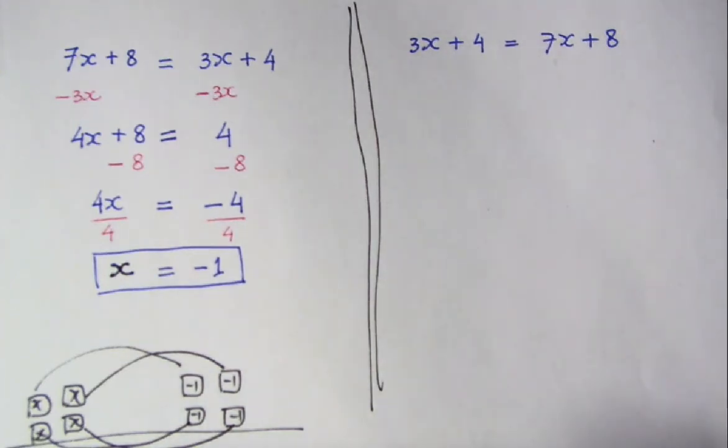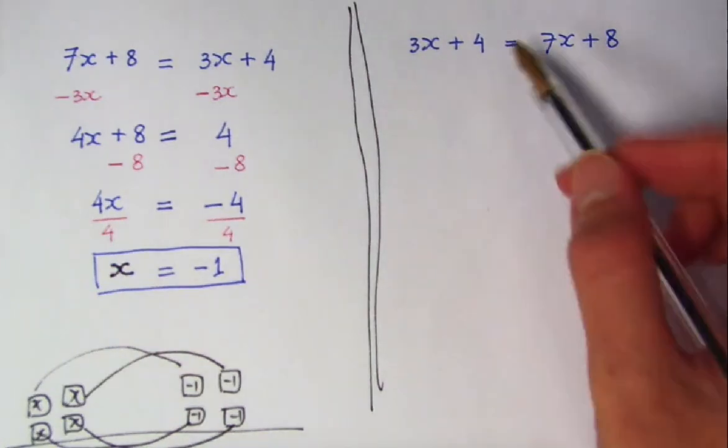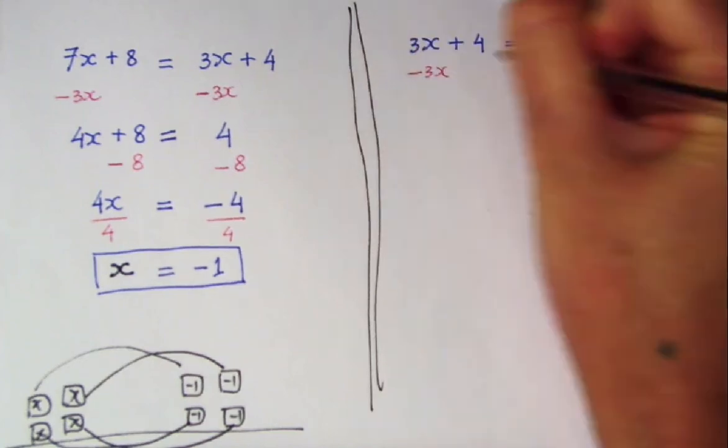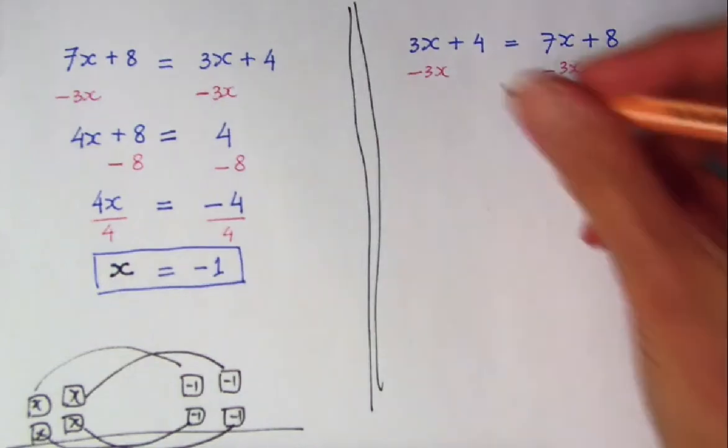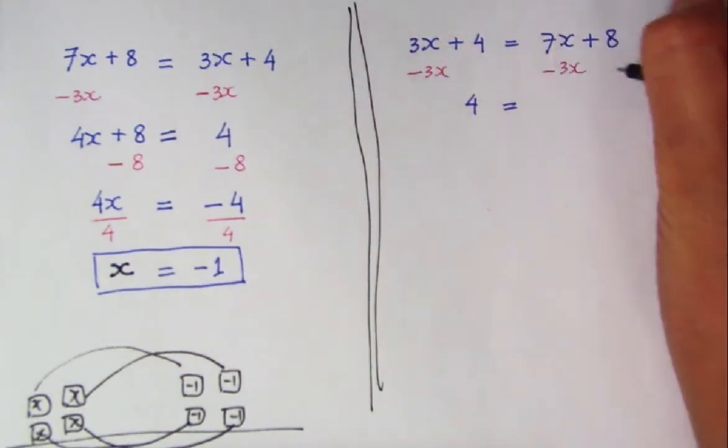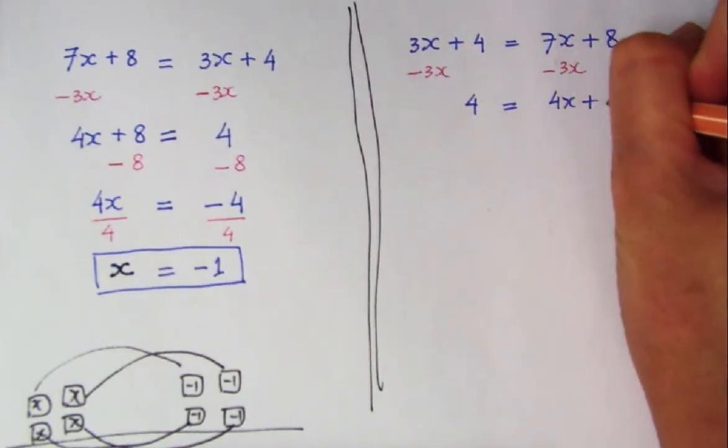You can do whatever you want, as I said, as long as you do the same thing to the left-hand side and to the right-hand side of the equation. And even if each person starts in a different way, if you have done the correct and valid algebraic method, you all should end up with the same answer. So again, let's try. If I, for instance, want to remove 3x as before, then I will have 4 here and 4x plus 8 there.